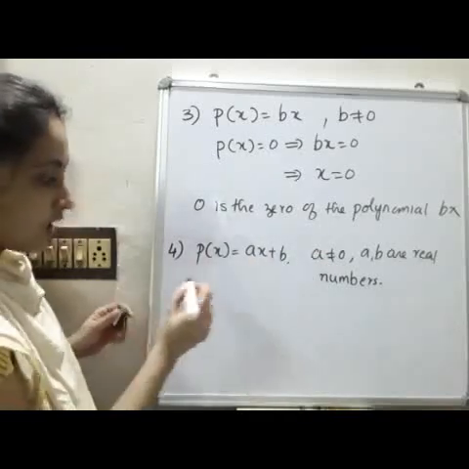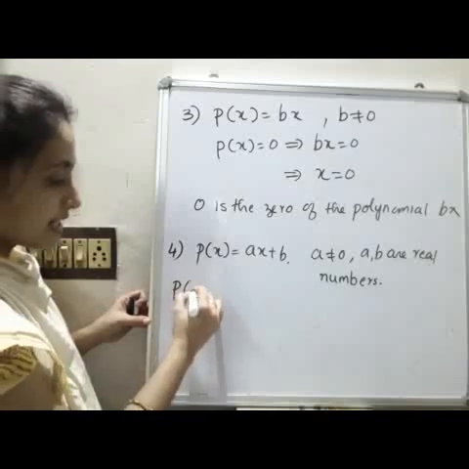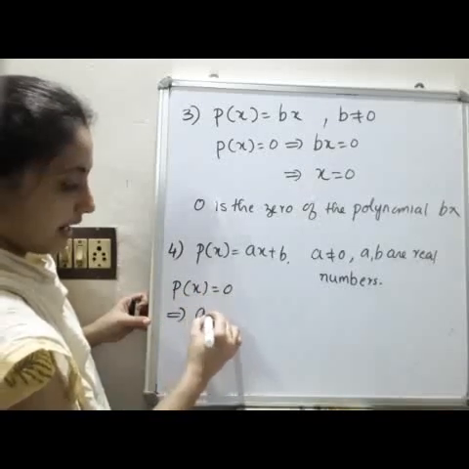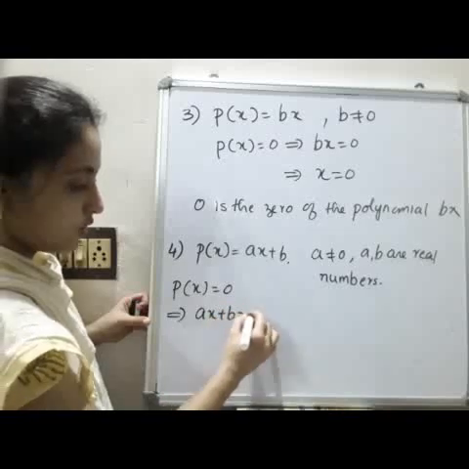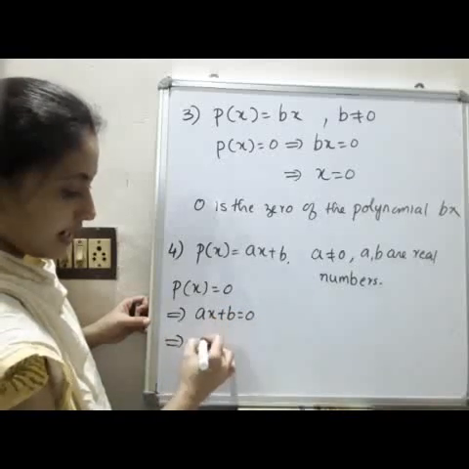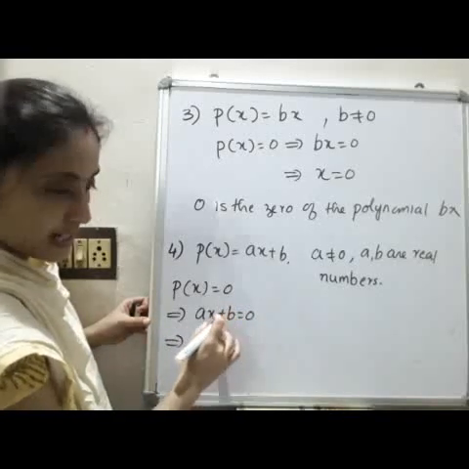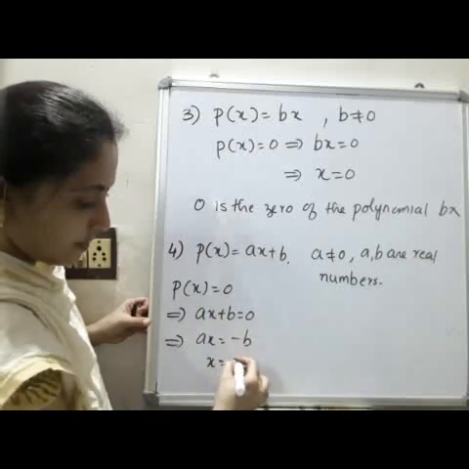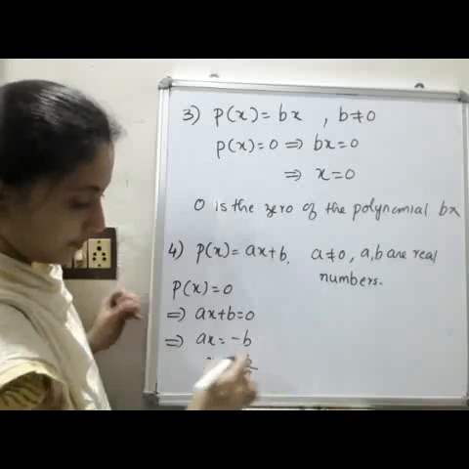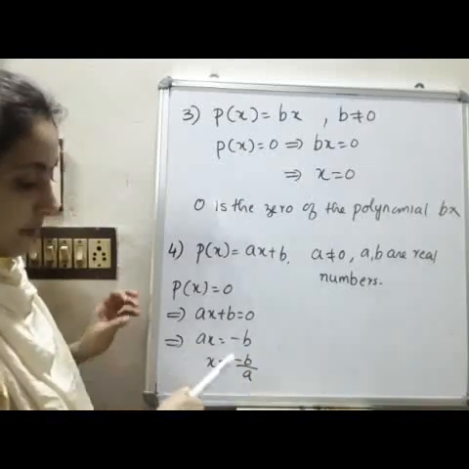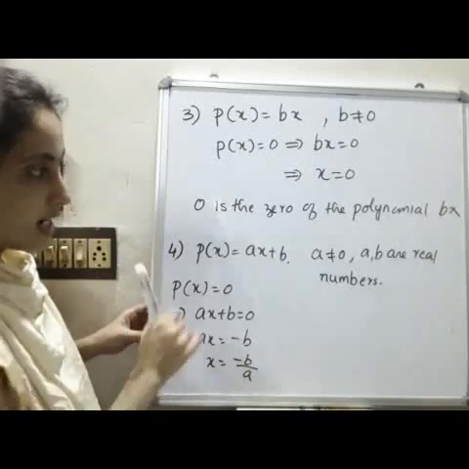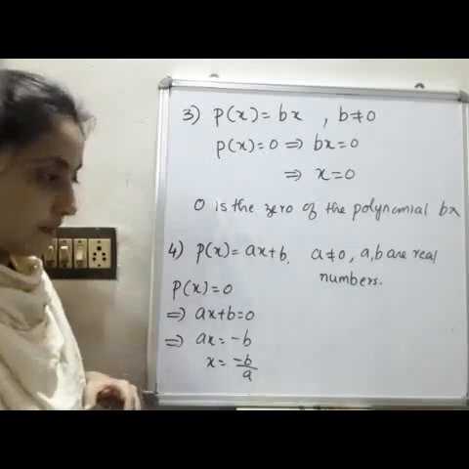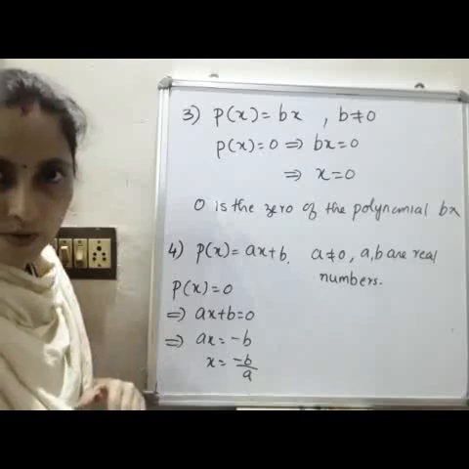Okay. So, how will you find the 0 of this polynomial? Just p of x is equal to 0 implies ax plus b is equal to 0. That gives us ax is equal to, here plus b, when you move to this side becomes minus b. So x is equal to what? Minus b by a. Okay, so that is minus b by a is the 0 of the polynomial ax plus b. Hope you clear with these two types of questions.